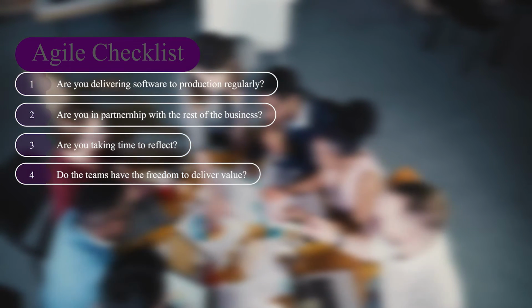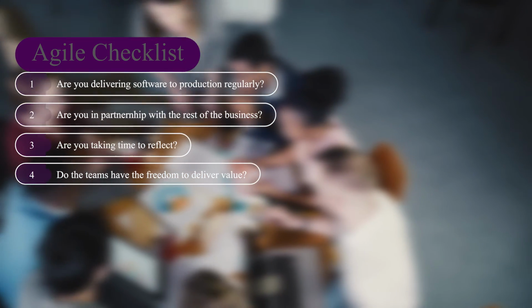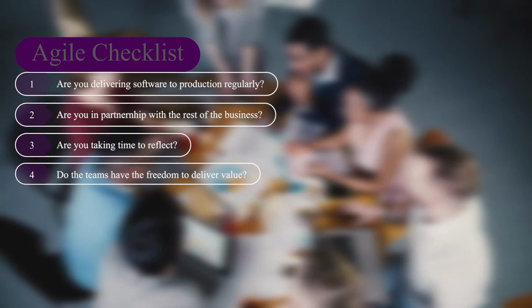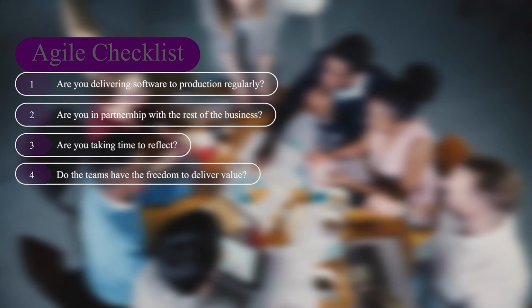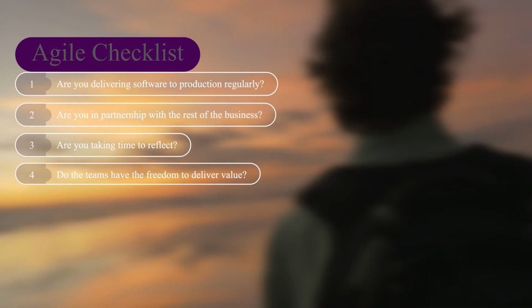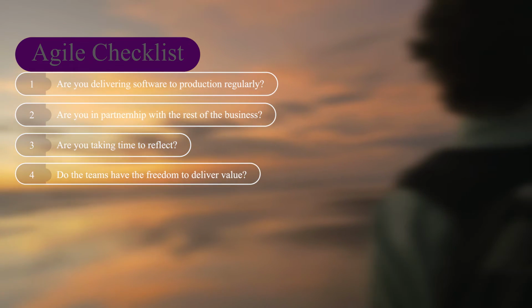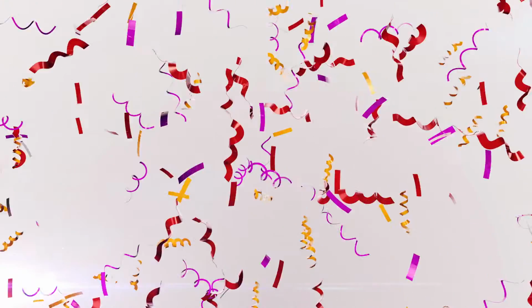Number 3. Are the development teams taking time to reflect on their own process and make changes to improve their work? Number 4. Are the development teams given the freedom they need to deliver value? Or are they constrained by internal processes, contracts, and rules? If you can tick these boxes, then yes, you might be agile.